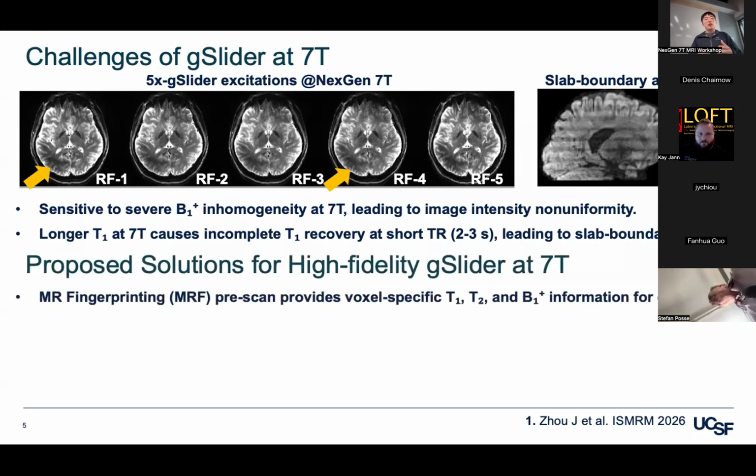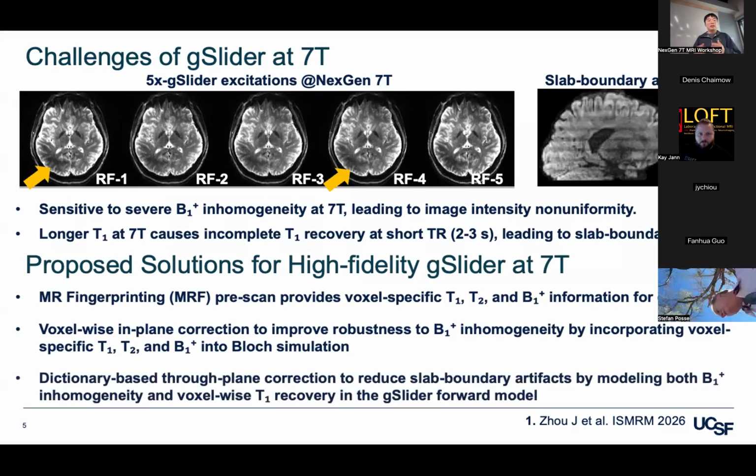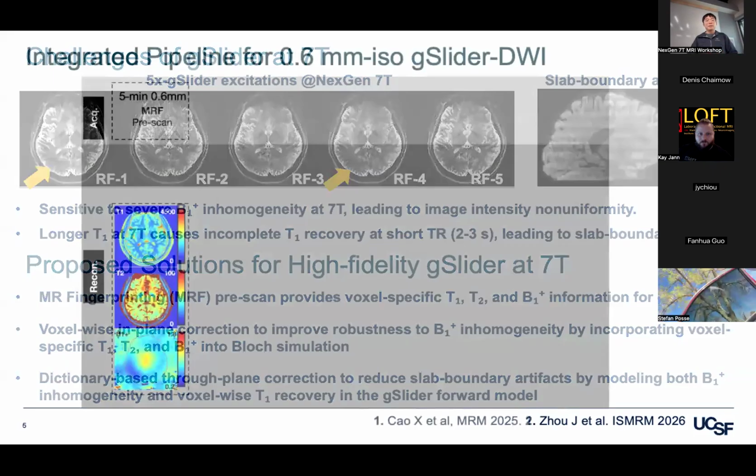So we propose several approaches to address these issues at 7T. First, we add an MR fingerprinting pre-scan to obtain T1, T2, and B1 plus information for robust correction. Second, we propose a voxel-wise in-plane correction to improve the robustness to B1 plus inhomogeneity. And third, we propose a through-plane correction to reduce the slab boundary artifacts. With these approaches, we are able to achieve 0.6 millimeter isotropic resolution diffusion with high image fidelity.